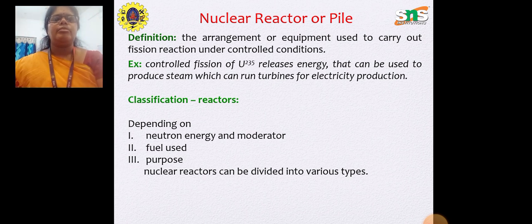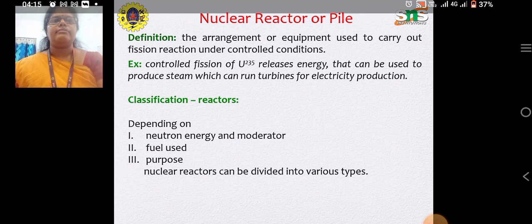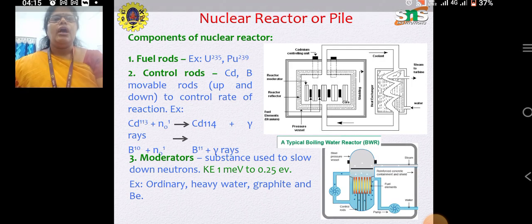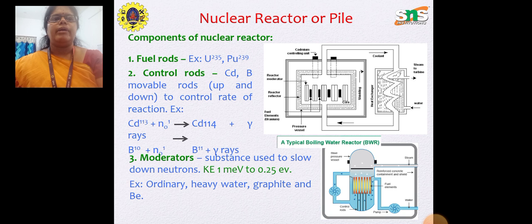How are reactors classified? The classification depends upon the neutron energy and the moderator. That's the first one. The next is the fuel used, and the third is the purpose. So nuclear reactors can be divided into various types. Now, the nuclear reactor or pile has different components.